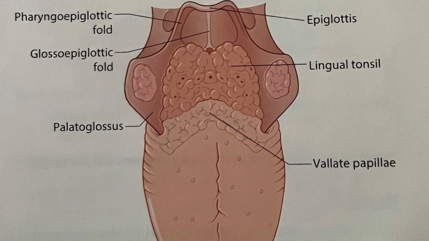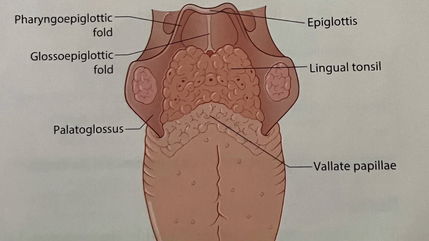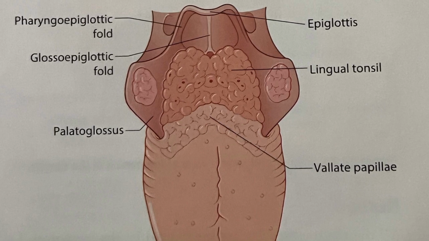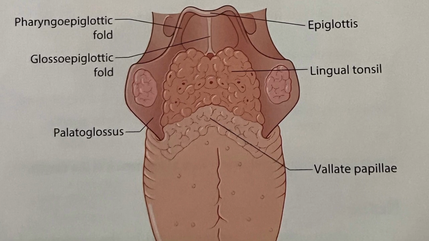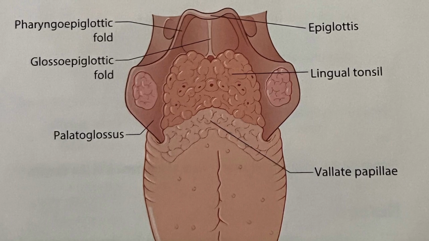This area derives from the second, third, and fourth branchial arches. The tongue base contains lingual tonsils, pharyngoepiglottic folds, and glossoepiglottic folds.